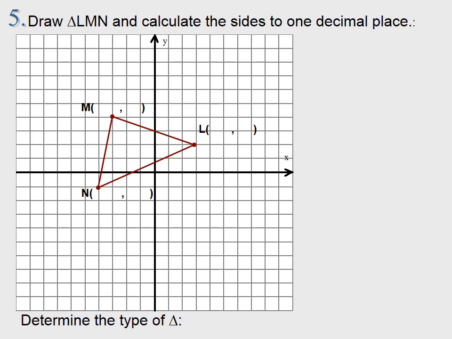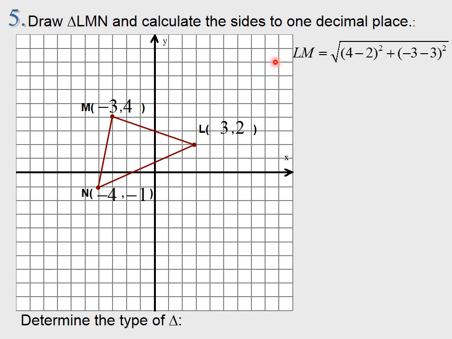Okay, let's look at a graphical example. So draw a triangle LMN, and I'll just let you know where those points are. So L is at 3, 2, and M is at negative 3, 4, and N is at negative 4, negative 1. So if you want to pause the video and sketch out your triangle. And then we want to determine what the side lengths of our triangle are.